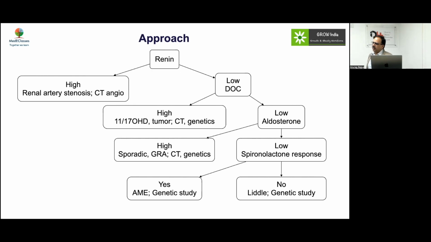High renin, renal artery stenosis; low renin, high DOC. You get a specific diagnosis, but you will get clues. If there is an XX DSD, think 11. If it's an XY DSD, think of a 17. If, however, these are not there and your aldo is high, look for an adrenal tumor. If your aldo is low, look for spironolactone response and you will get the diagnosis.